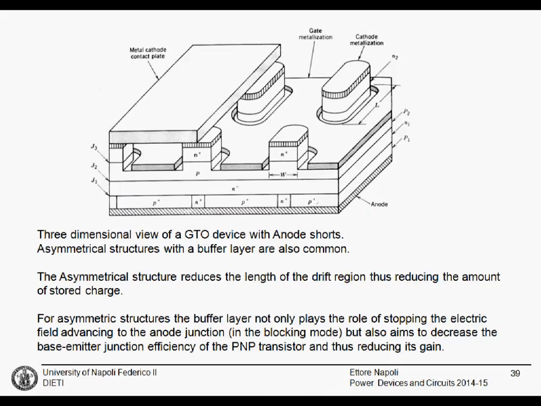This is another view, a three-dimensional view of the GTO, just to show what it can look like for a real device. As you can see, these cathodes are spread along the chip surface area. There is a gate contact that has a very large area.